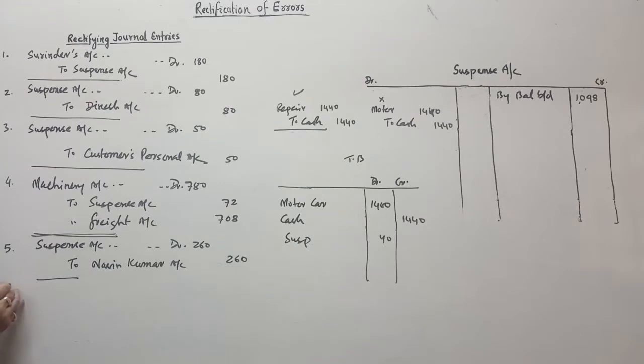Now see the sixth number. Suspense, you have to credit the suspense account first.